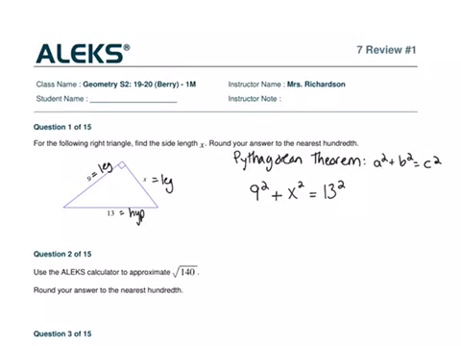And then you just do out the math from here. So 9 squared is 81, plus x squared is equal to 169. You're going to minus the 81 from both sides. So you have 169 minus 81 is 88. So right now we have x squared is equal to 88. And then remember, to get rid of an x squared, you need to square root it.